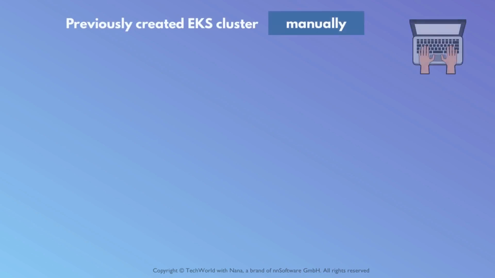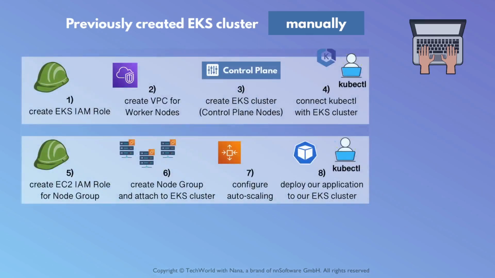So in the previous part, you saw that we created an EKS cluster and connected a node group to it, doing all of these steps manually. So we basically created the necessary roles, we created the EKS cluster, we configured everything, we also created the VPC, and so on. And all these steps obviously took some time, and it's also pretty difficult to replicate.